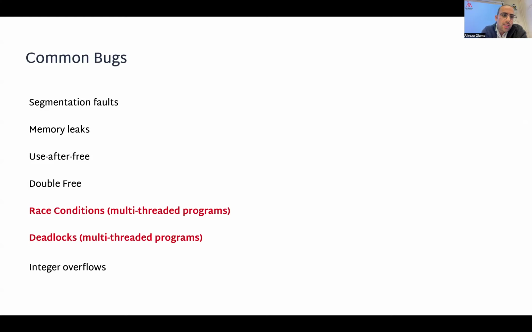Okay, so now another student, please. What is the use after free problem that we have in C++ code? It's when we free a memory and we mistakenly can use that memory while it doesn't exist anymore. Yes, that's correct. What about double free?